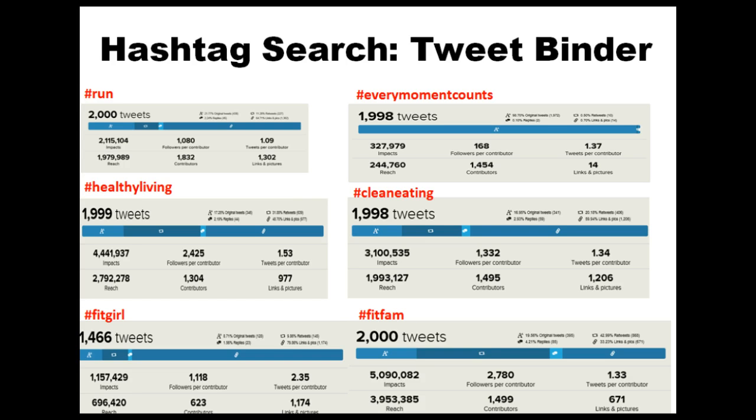Here I found a lot of them, which I'll show you in the next slide, but here I just focused on 6 of them. I screenshotted each of the hashtags that I found. The first one is hashtag run, hashtag healthy living, hashtag fit girl, hashtag every moment counts, hashtag clean eating, and hashtag fit fam. What's so great about Tweetbinder is that when I thought of hashtags off the top of my head and typed them in, it also gave a recommendation of other hashtags related to the one that you entered, and what people were talking about with each of those hashtags.